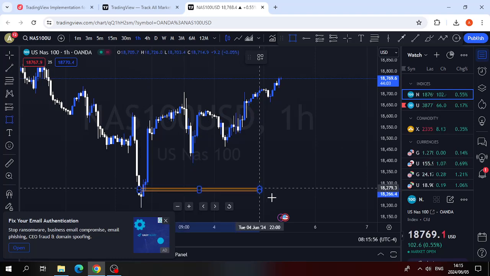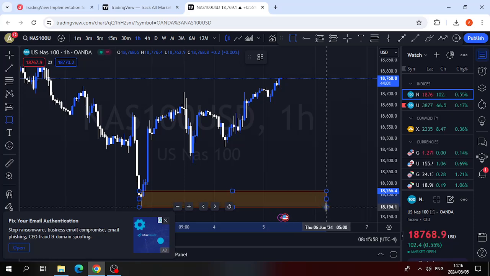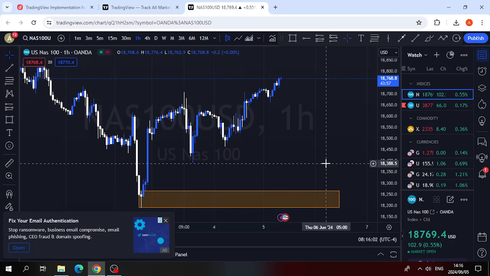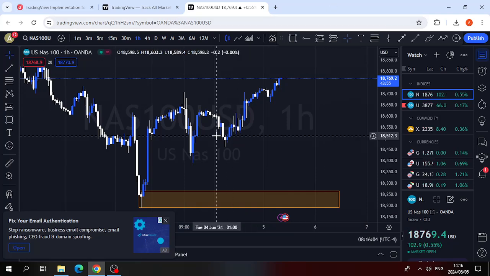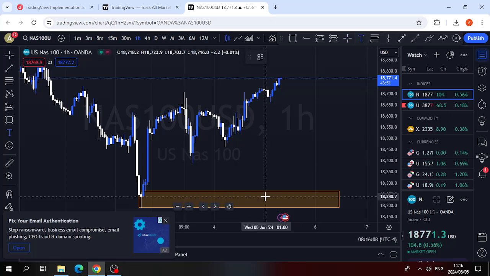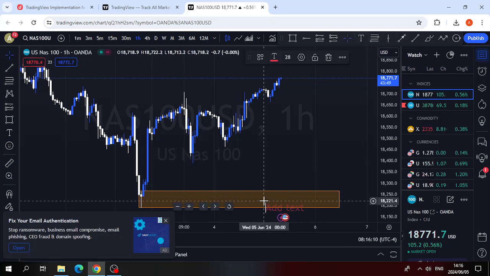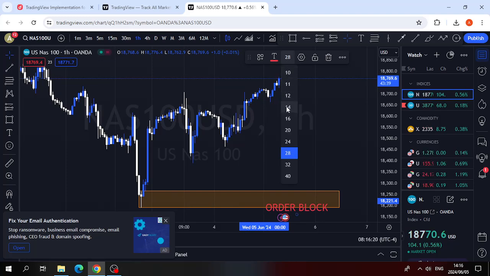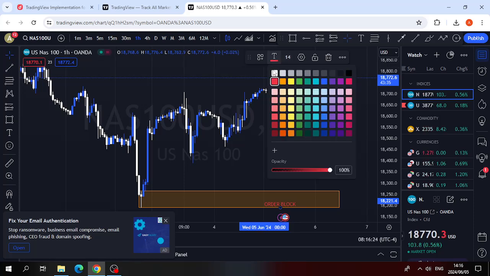Let me just mark it. I hope you guys see what I'm marking. So on an order block, what do we look for? Let me quickly add a mini text: order block. It's too big and the size is ugly, so let's do it like this. Okay, let me make it white.